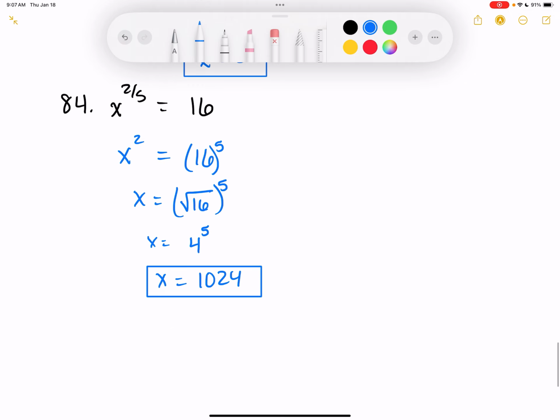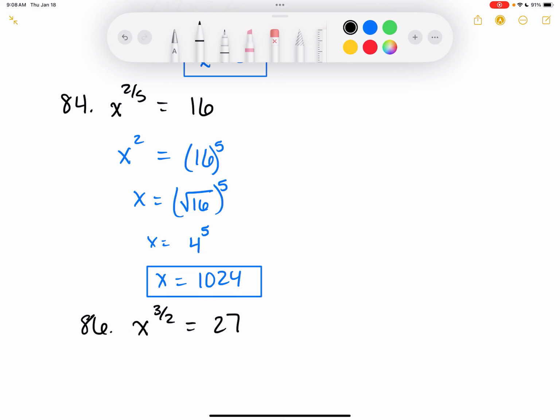All right, let's do another one. 86: x to the 3/2 is equal to 27. So what would I do to this one? Same thing. It was being cubed, so to get rid of it, I need to take the cube root of both sides.